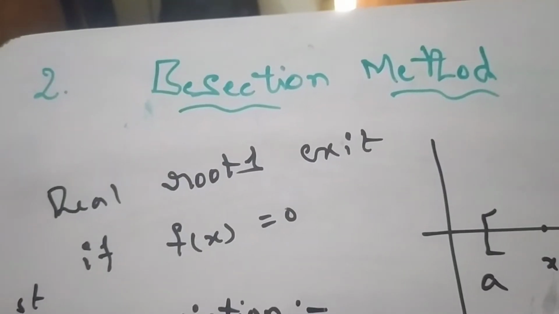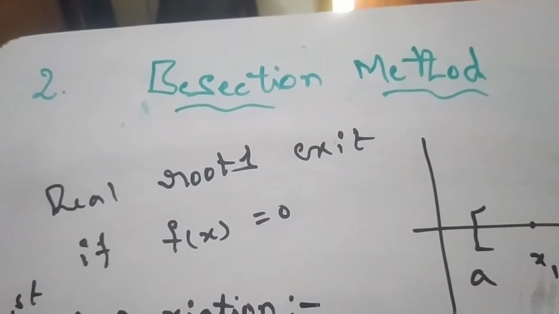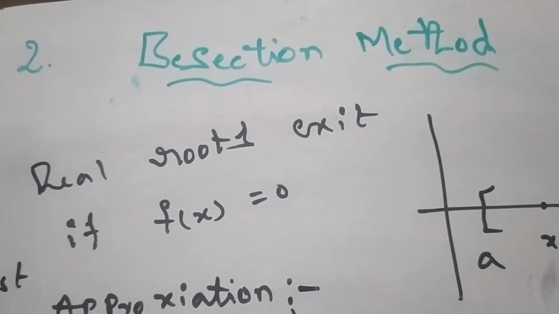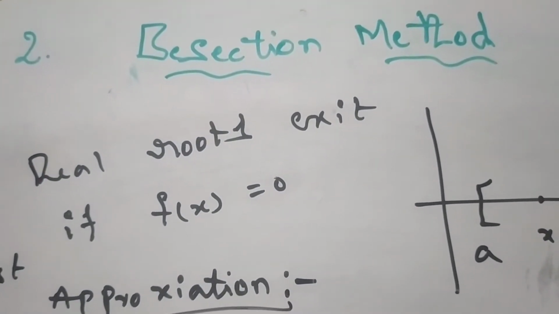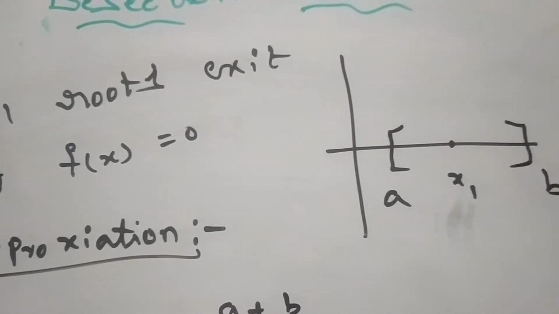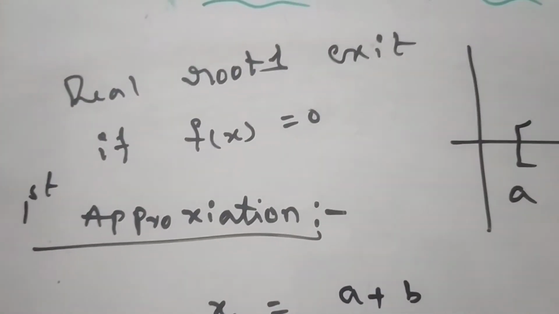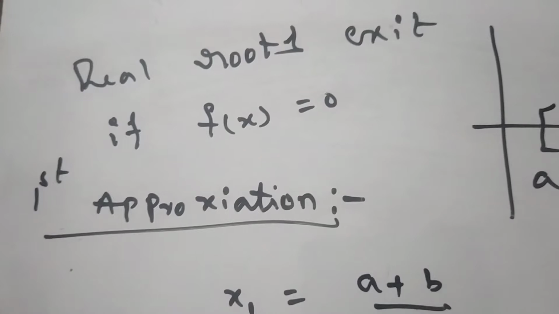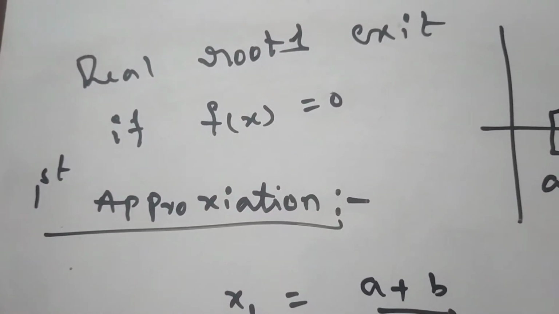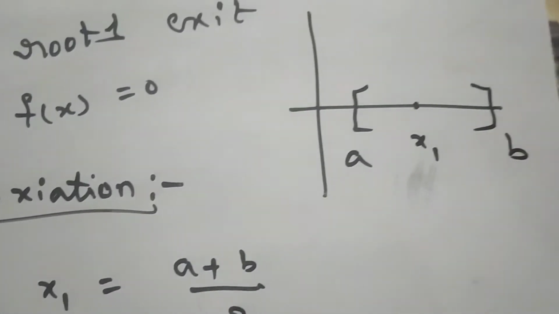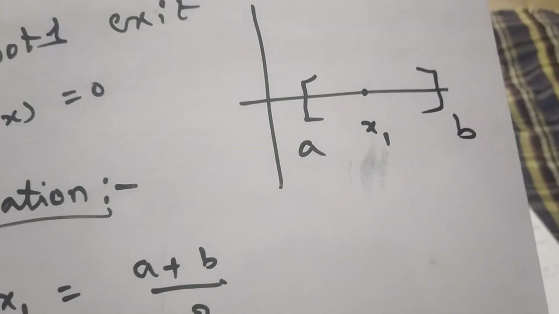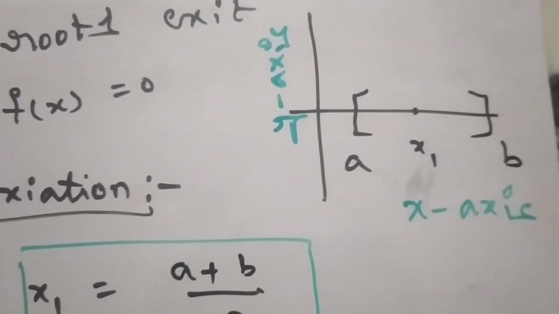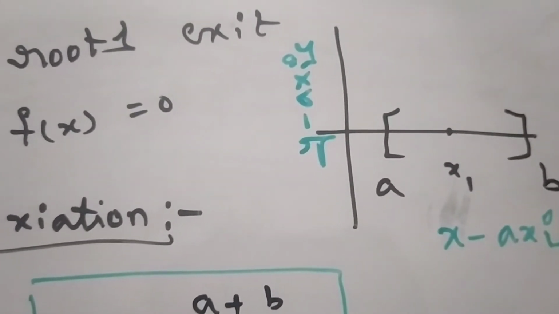Methods. In numerical methods, the second topic will be the bisection method. It is also important, a very easy topic, similar to the Newton-Raphson method. Real roots exist if f(x) equals 0. That means f(x) equals, this is the x-axis, this is the y-axis.